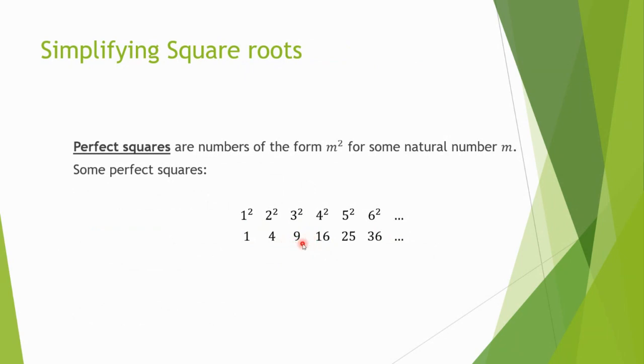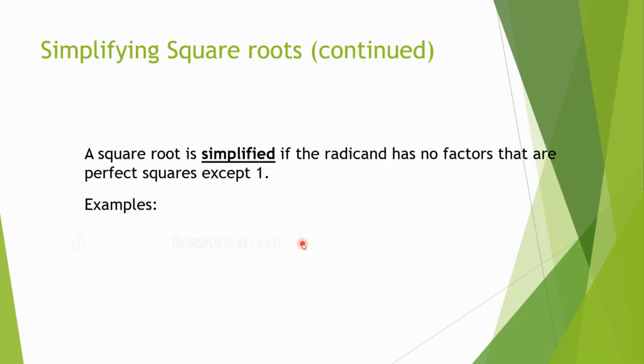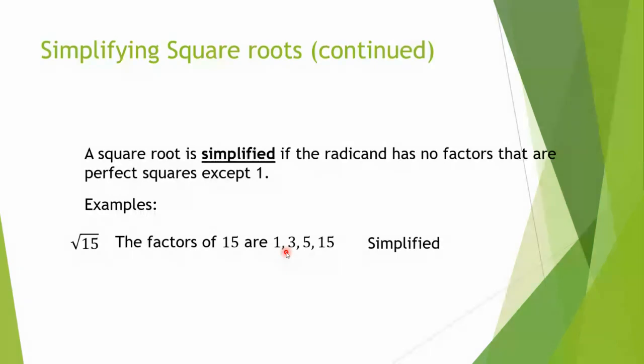What am I trying to say? Well, I'm trying to say that this is simplified, that the only factor of 15 here that's a perfect square is 1. Only 1 is a perfect square, so this is simplified. That's what I'm trying to say. Okay, that's one example. Let's consider now this one, square root of 20.